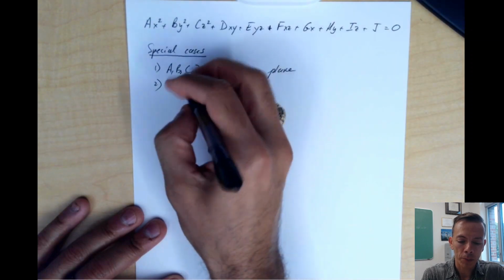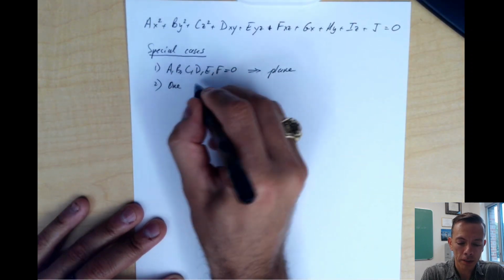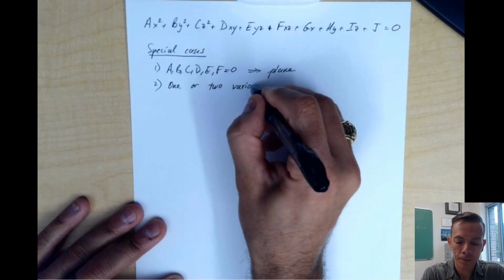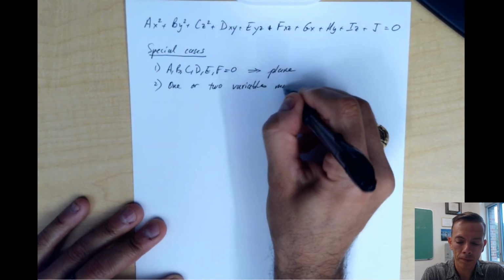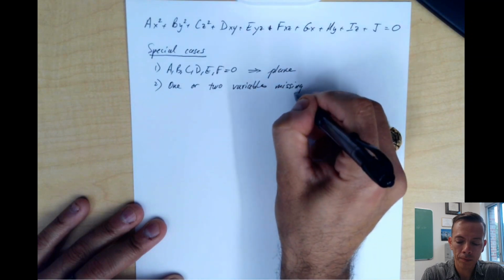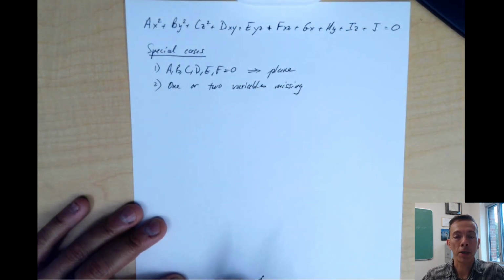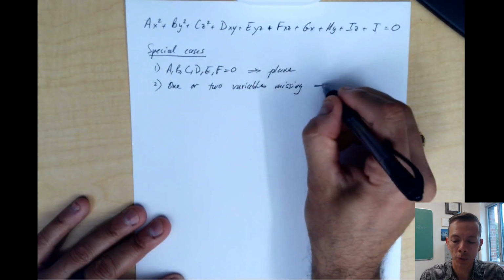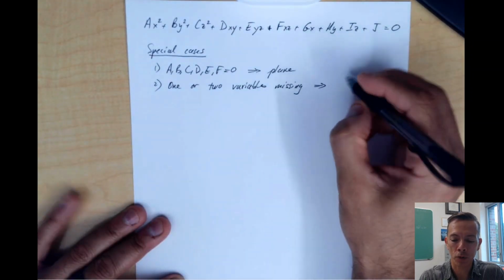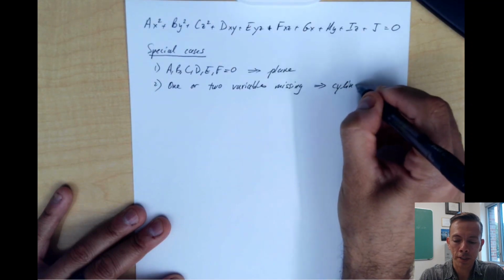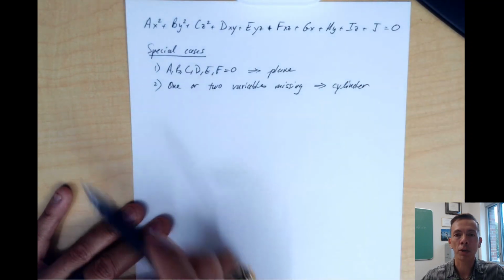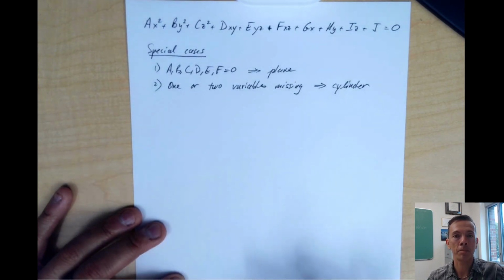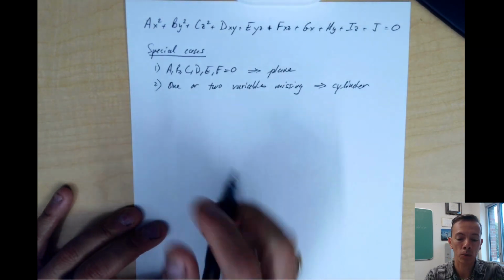If one of the variables is missing, or 2 of them, that means the surface is parallel to the axis of that missing variable, as we've seen already from a few chapters ago. This gives you a cylinder. And depending on what kind of quadratic curve you have in the remaining variables, it can either be a parabolic cylinder, an elliptic cylinder, or a hyperbolic cylinder.